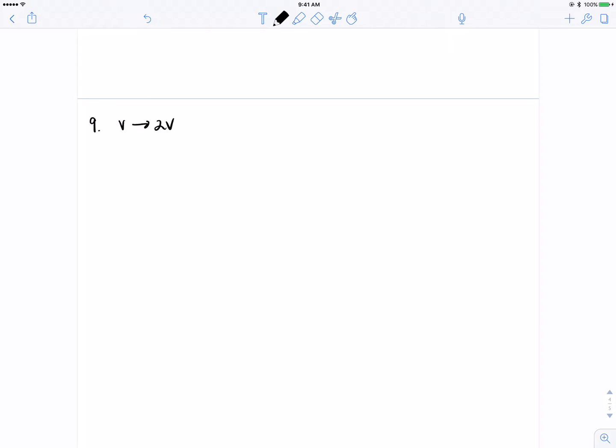Well, with just v, KE is 1/2 mv squared. With 2v, KE is 1/2 m (2v) squared, or 1/2 m 4v squared. So kinetic energy increases by 4 times the amount. Okay, so 4 times.